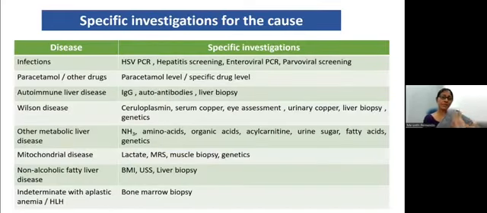So this is just to give you an idea about the specific investigations, because so far we have only mentioned the general investigations and how they would be useful in a child with liver disease. So what are the specific investigations which would help us to narrow down our differential diagnosis? This is just to give you a brief idea and an outline about the specific diseases and the specific investigations you might think of carrying out.